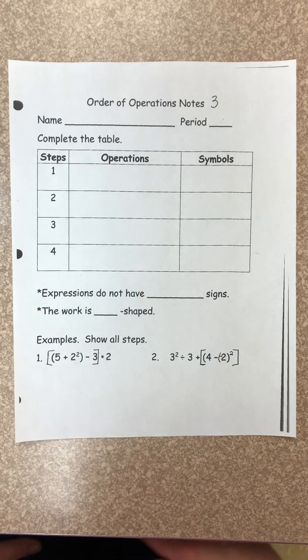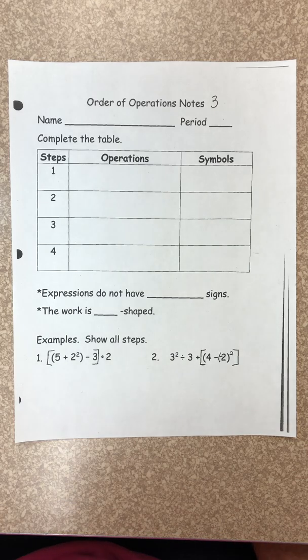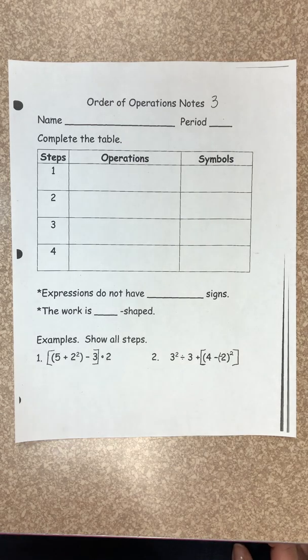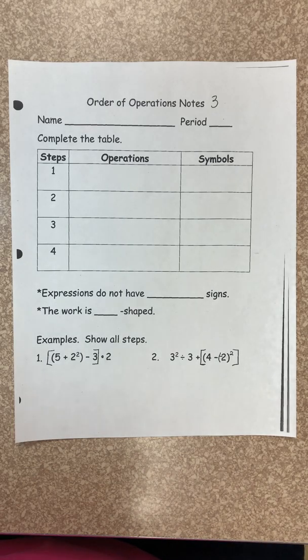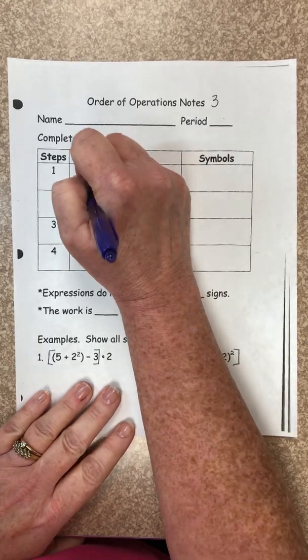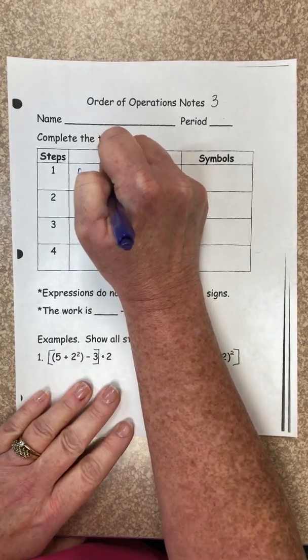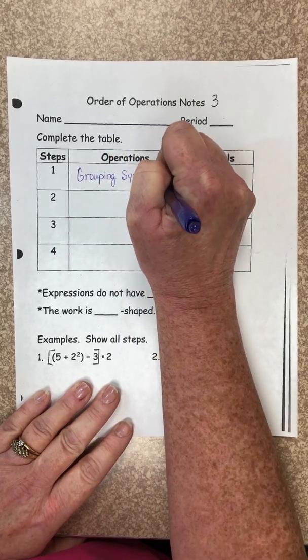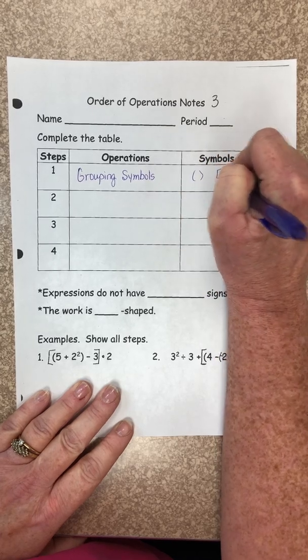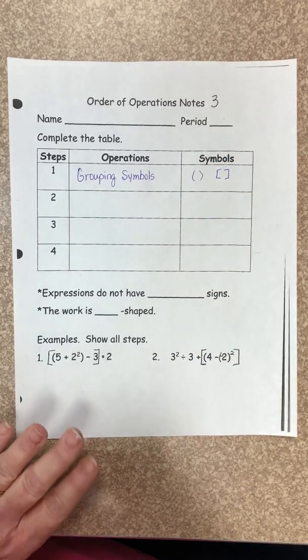I like to do order of operations considering 4 steps and not using PEMDAS starting in 6th grade. As we enter 6th grade and move up to 7th and 8th grade, we need to look at more things than just parentheses and exponents as you learned in 5th grade. So to do that, I like looking at these as steps. Step 1 would be grouping symbols, and we use parentheses and brackets.